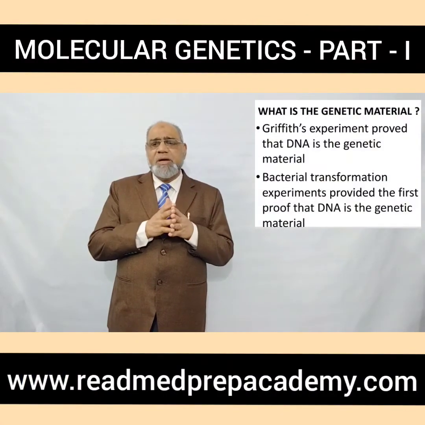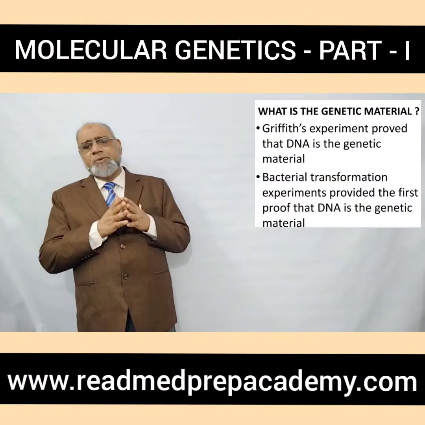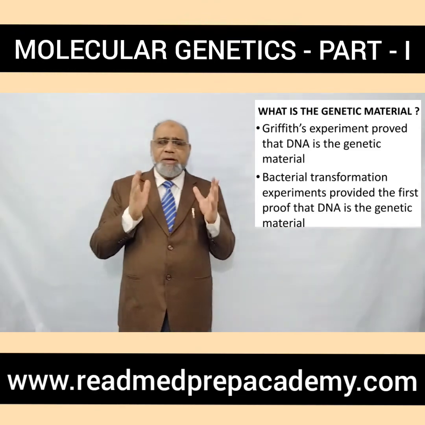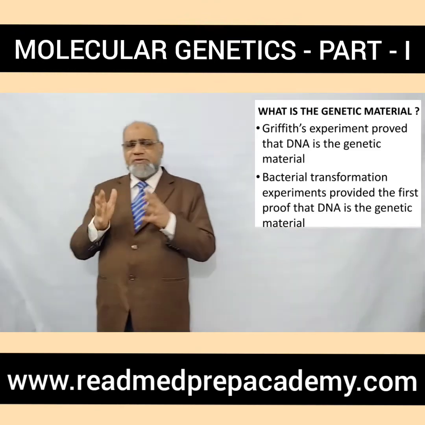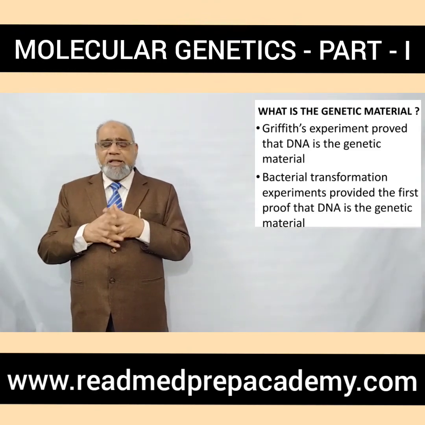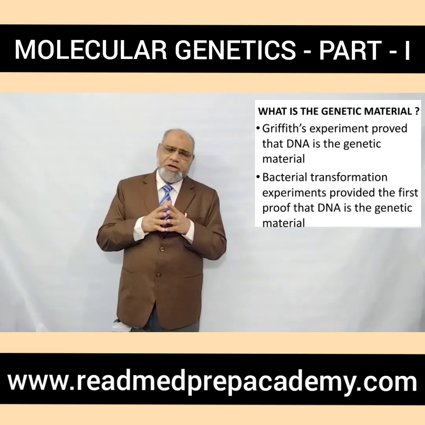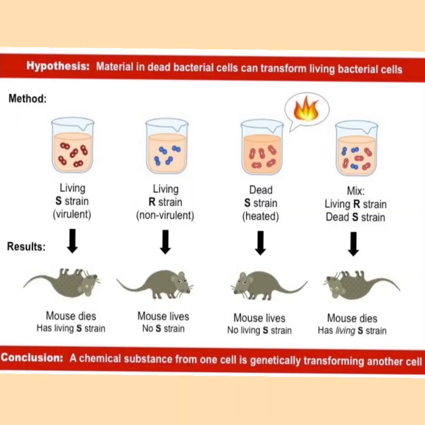What is the genetic material? Griffith's experiment proved that DNA is the genetic material. Bacterial transformation experiments provided the first proof that DNA is the genetic material. Here you can see the hypothesis that material in dead bacterial cells can transform living bacterial cells. How was this experiment done?